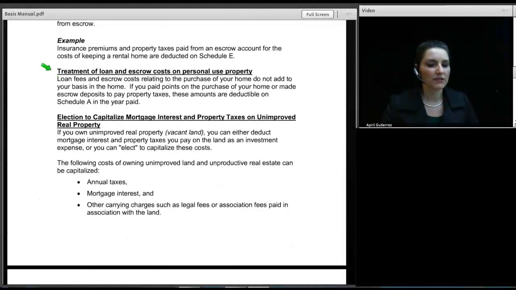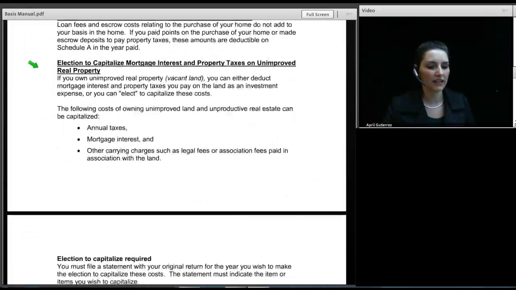Next up is the treatment of loan and escrow costs on personal use property. Loan fees and escrow costs relating to the purchase of your home do not add to your basis in the home. If you paid points on the purchase of your home or made escrow deposits to pay property taxes, these are deductible on Schedule A in the year paid.